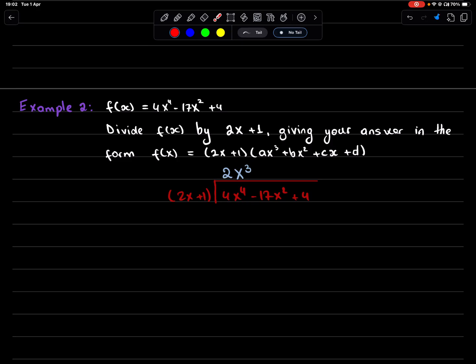So what I do is 2 times 2 is 4, x cubed times x is x to the power of 4. So I'm more than happy because 4x to the power of 4 will cancel out each other. Okay, so 4x to the power of 4 plus, there is a 1 times that as well, 2x cubed. Okay, so let's subtract it, and then when we subtract it, we are going to have negative, let me actually write it in this way. So negative 2x cubed minus 17x squared plus 4.